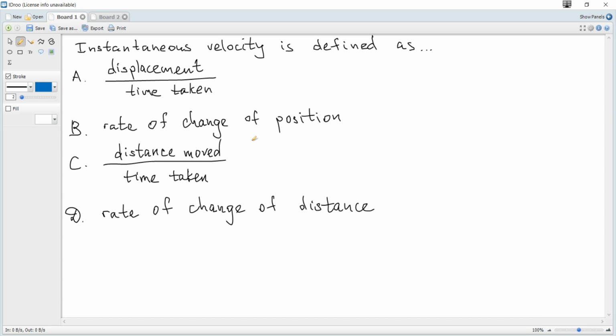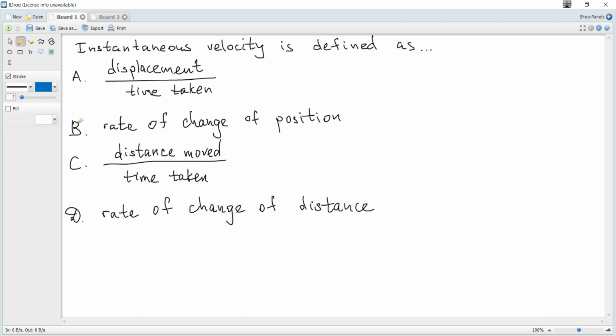Instantaneous velocity is defined as? Instantaneous means at some moment of time, and it is defined as the rate of change of the position of a particle, or the rate of change of displacement, or if it's a one-dimensional motion, we can say that it's the rate of change of coordinate of a particle.